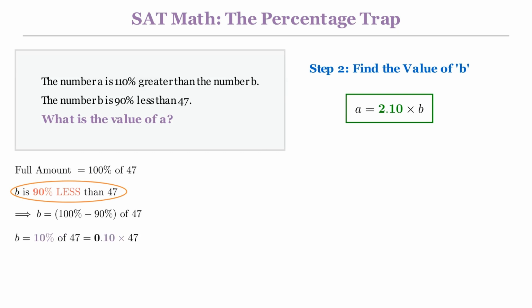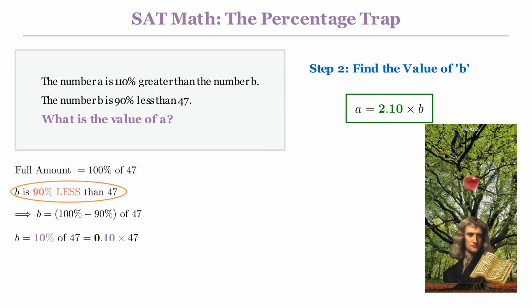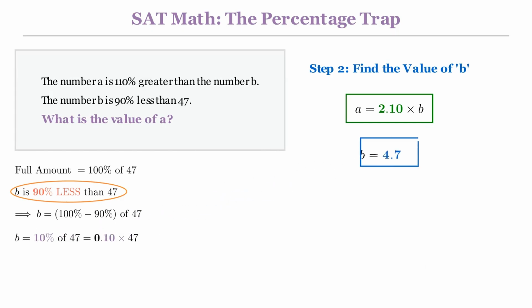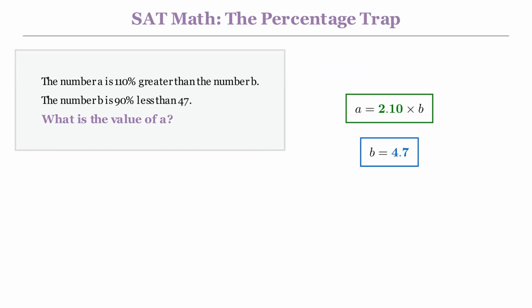Converting 10% to a decimal gives us 0.10, that is 0.1. So B must be equal to 0.1 times 47. Running that calculation gives us B as 4.7. Just look how far we have come from that original confusing wall of words. We have A defined by B, and now we also have a solid number for B.